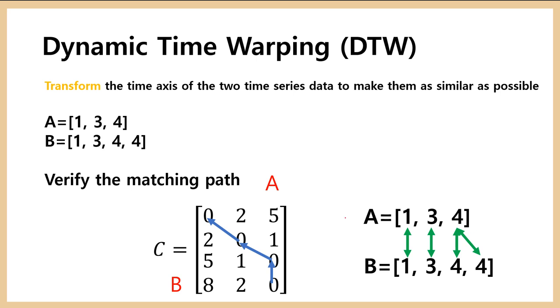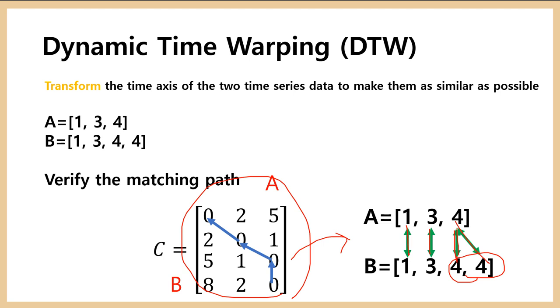Based on the result of backtracking, the DTW path is finalized. In other words, the time series data A and B are matched as follows. This one, this one, this one, this one. Based on this backtracking data, the third and fourth elements of B are effectively considered as a single element and are matched with the third element of A.